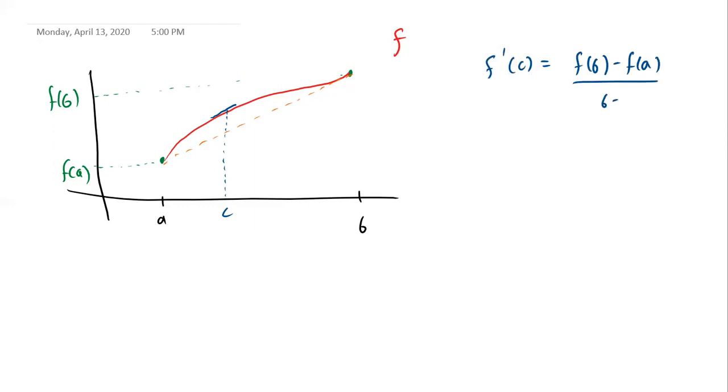And again, you can see it graphically that this line at C, which is the tangent line, is parallel to the secant line. Remember, parallel lines have the same slope. So that's what this theorem is saying. We can always find such a C, such that you can draw a picture like this, where the tangent line is parallel to the secant line.